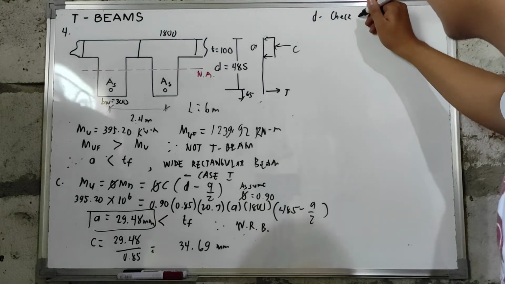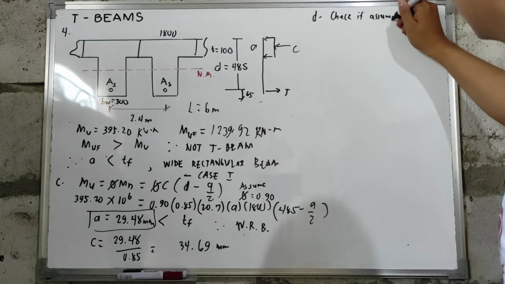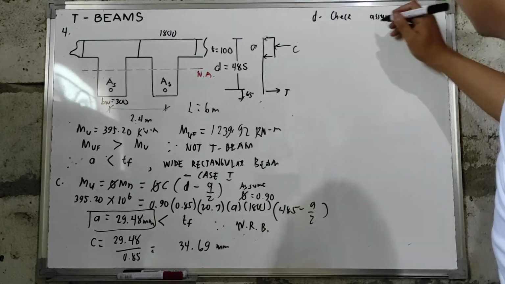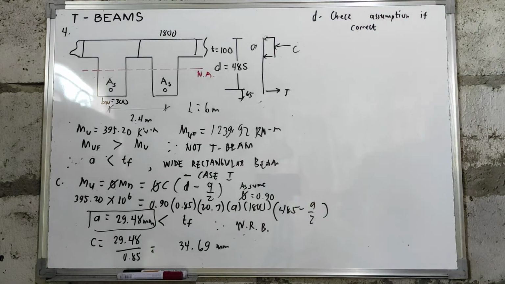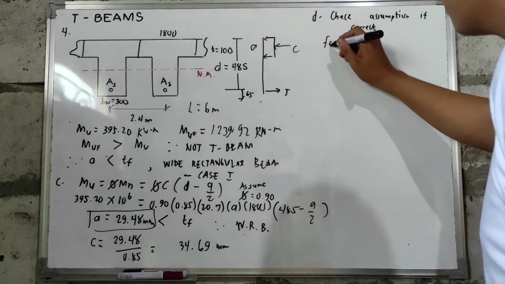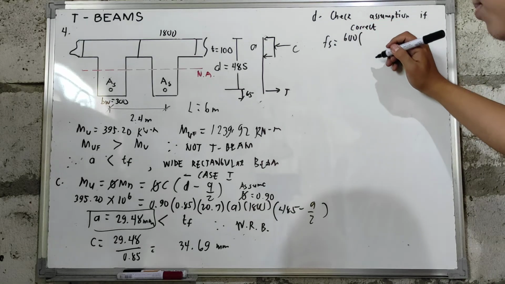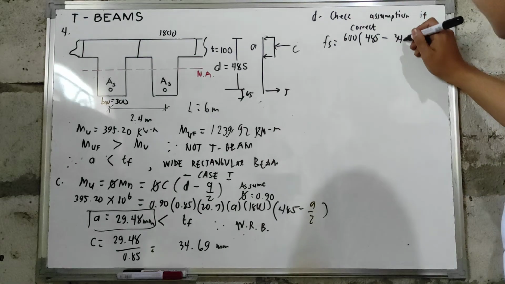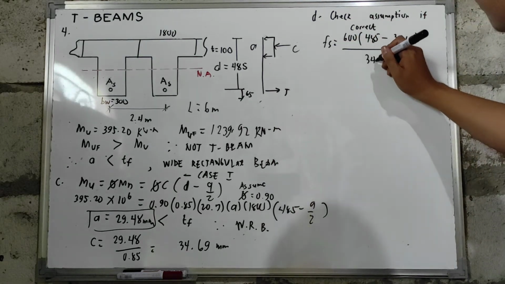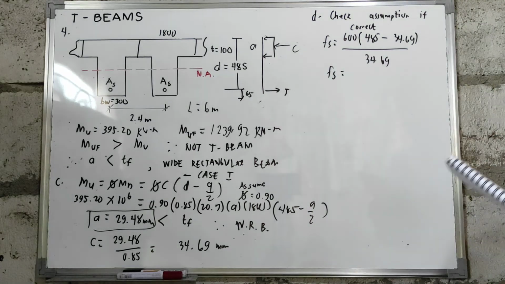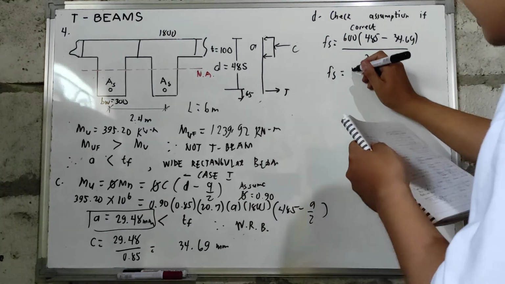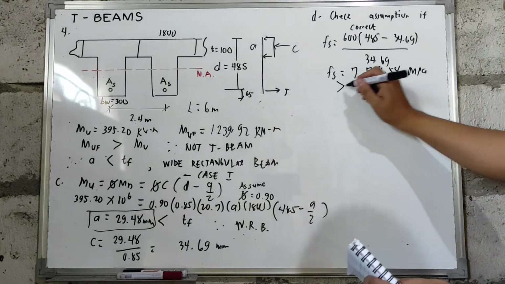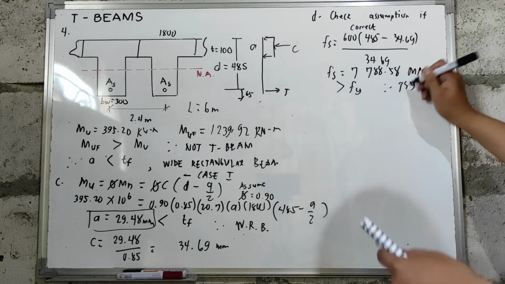Check if assumption is correct. Sir, paano po natin gagawin yon? So all we need to do is to compute for the value of your Fs: 600 multiplied by yung D natin na 485 minus yung C natin na 34.69, over 34.69. And the value of your Fs is now equal to 7,788.58 megapascal, which is greater than Fy, therefore tension still yields.